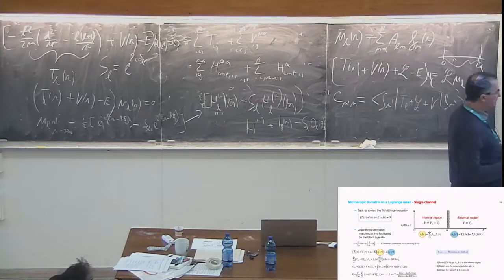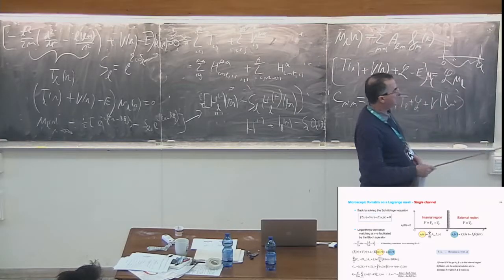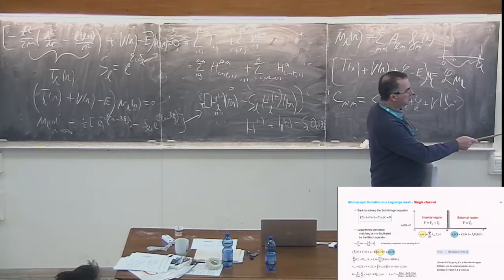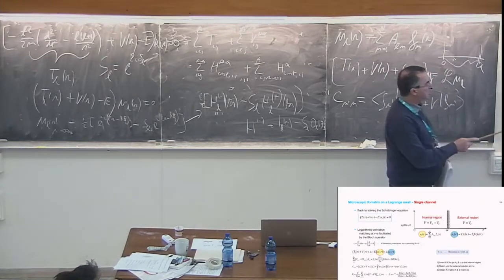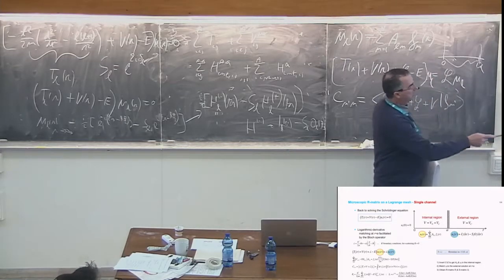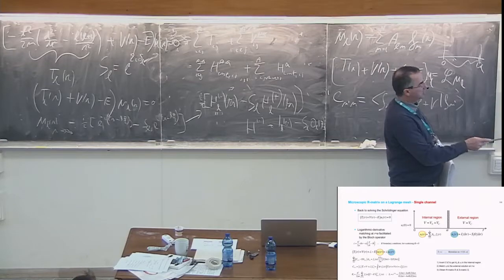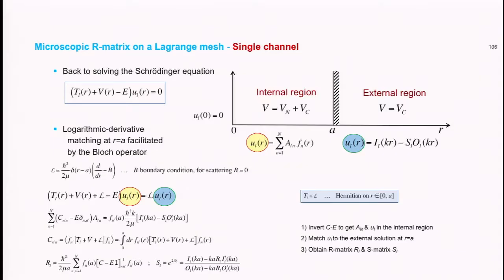And so now this method is called the microscopic R-matrix, and that is because we introduce this R function that is obtained by inverting your C minus E, and then sandwiching that with these Lagrange functions, but now calculated at the boundary.